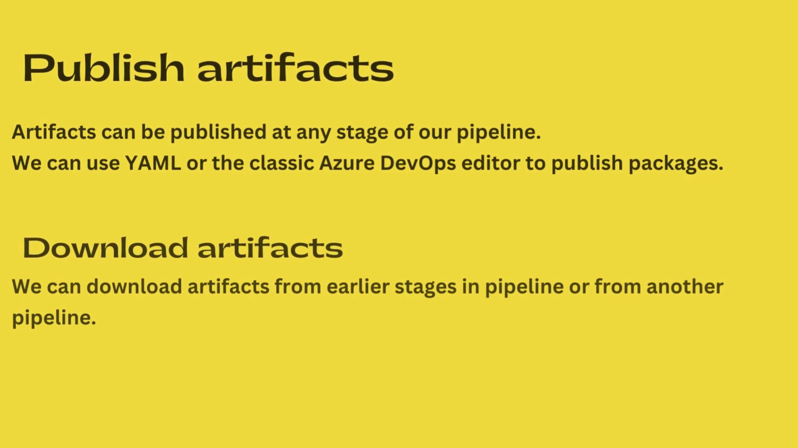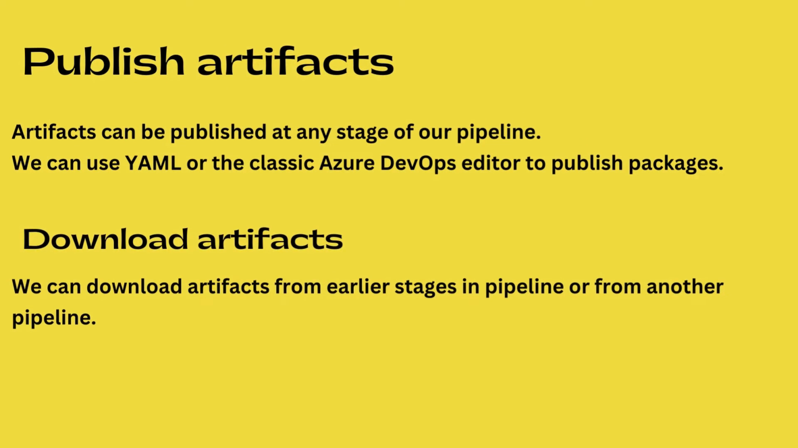The first artifact is divided into the publish artifacts. Okay. Then we have the download the artifacts. So artifacts can be published at any stage of our pipeline. First we need to publish the artifact, and artifacts are the files. When we have the pipelines, in the pipelines we need to first publish the artifacts.